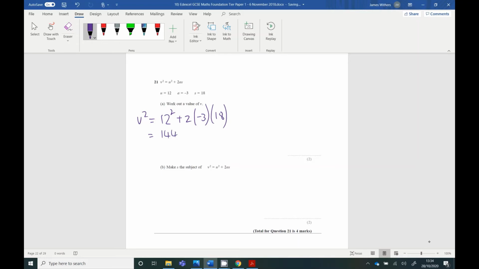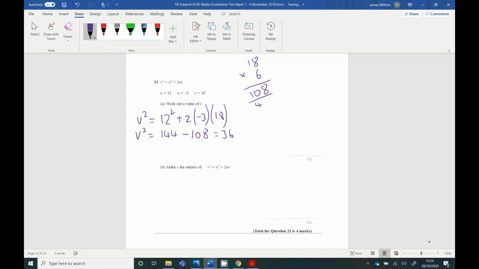Now minus 6 times 18 is going to give us a minus number. So let's just check out what 18 times 6 is. Just do that as a little side working. 6 eights are 48, and 6 tens are 60, so that's 108. So 144 take away 108 is 36. So v squared equals 36.